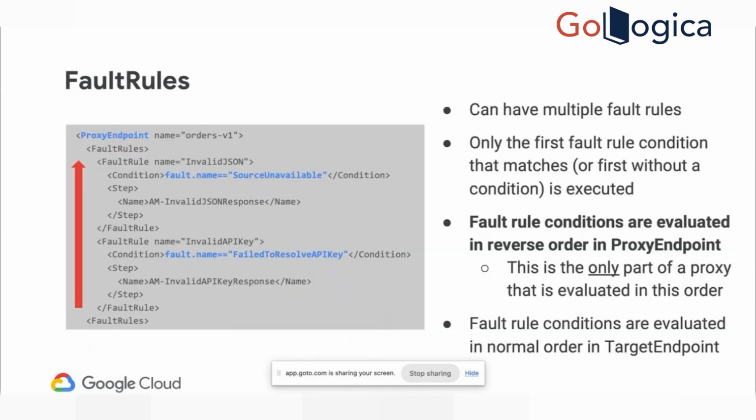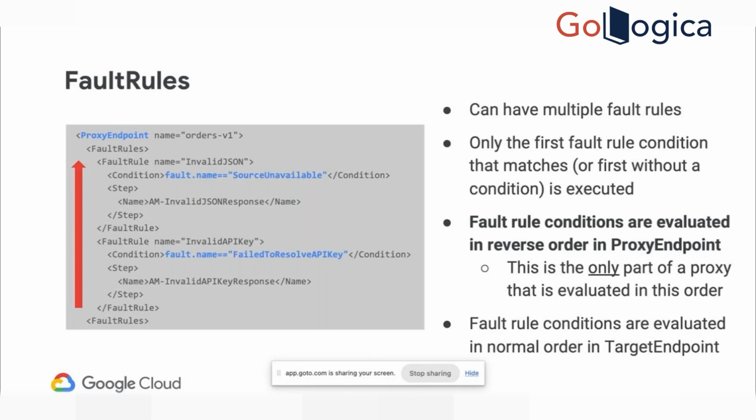Now, in APG we can have multiple fault rules. Usually in a fault rule we will have a condition. If the fault comes, APG will check for certain conditions, and whichever condition matches, APG will execute that fault rule. When the fault occurs, in APG there is a variable called fault.name. That variable will be automatically set when any kind of error comes.